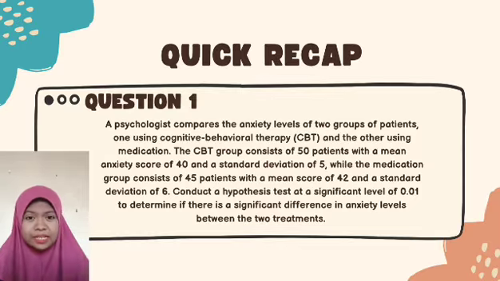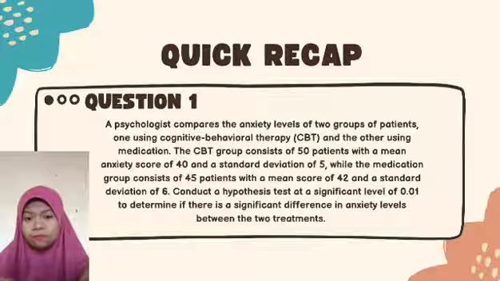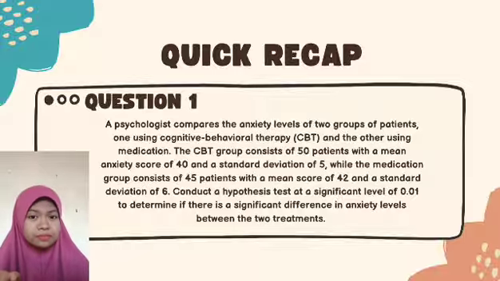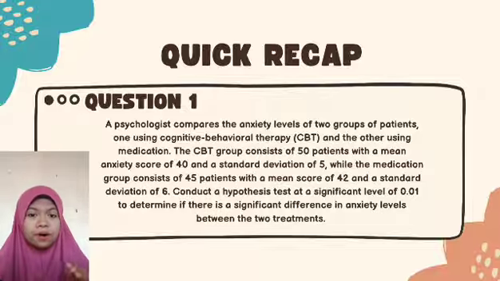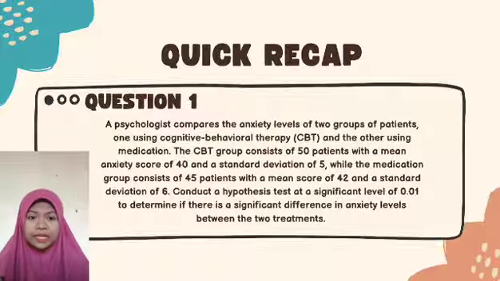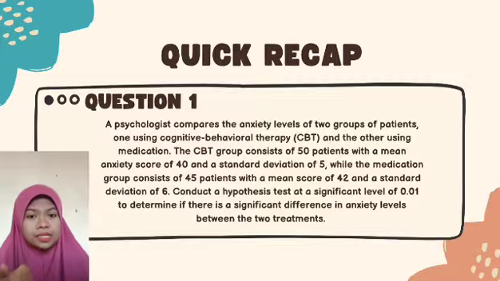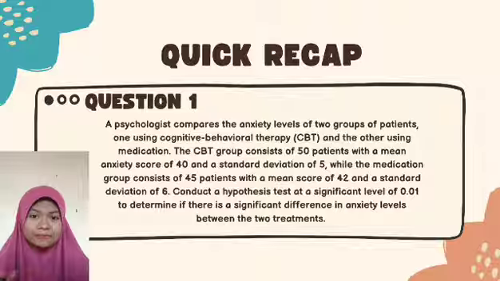What exactly is question 1 about? Question 1 is about the anxiety levels of two groups of patients, the CBT group and the medication group. For both groups we have the sample size, mean, and standard deviation, and a significance level of 0.01. The CBT group has a sample of 50 patients, mean 40 and standard deviation of 5. While the medication group has a sample of 45 patients, mean 42 and standard deviation 6.